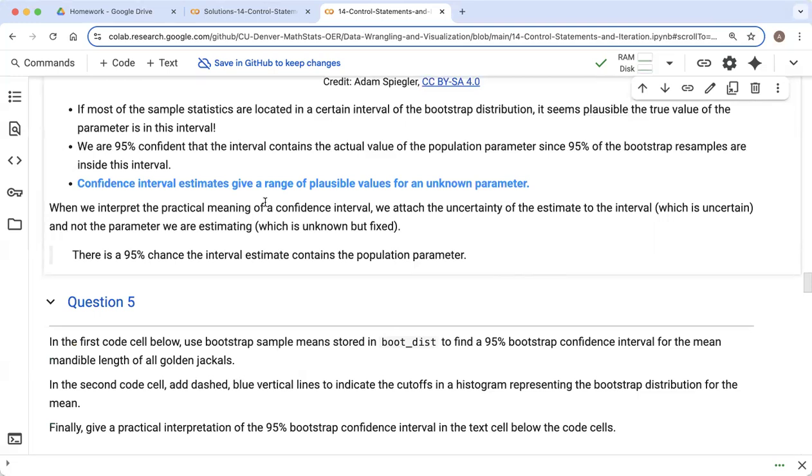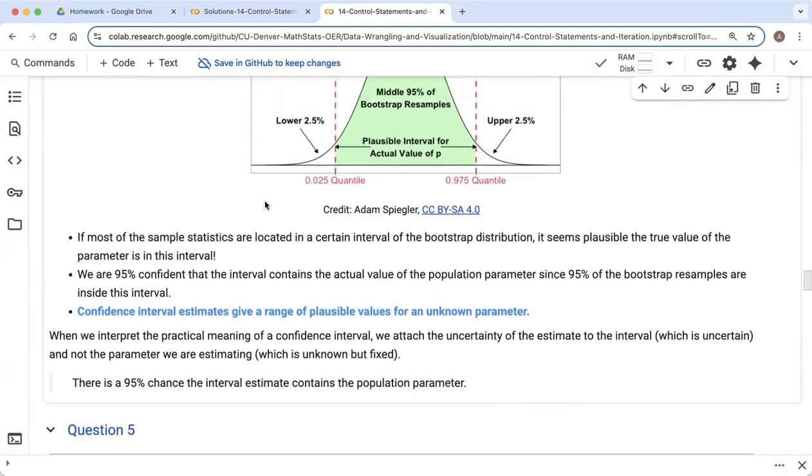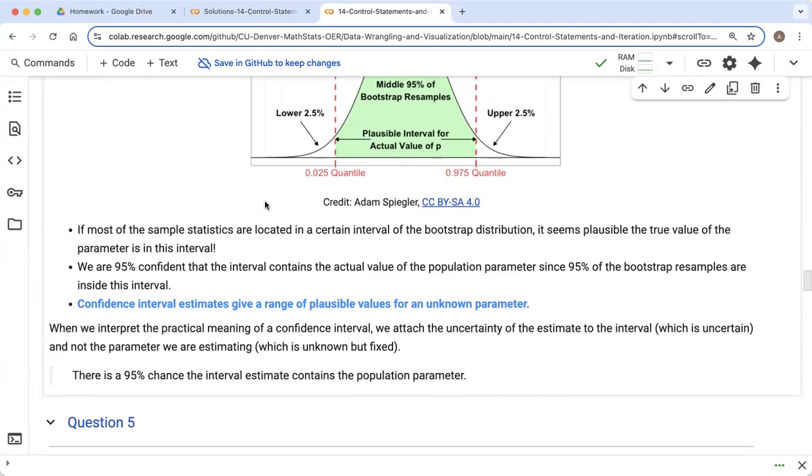So in the next video, we'll use this bootstrap distribution for the golden jackal jaw lengths to construct a 95% bootstrap confidence interval to estimate the mean jaw length of all golden jackals.